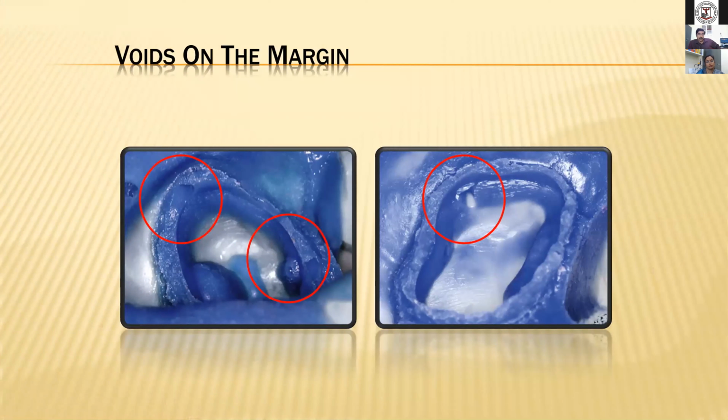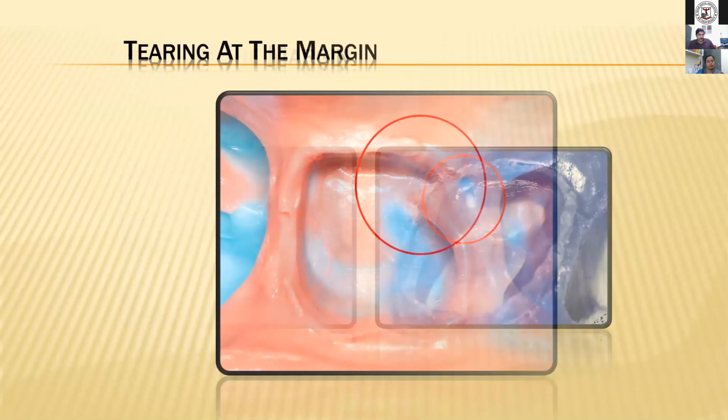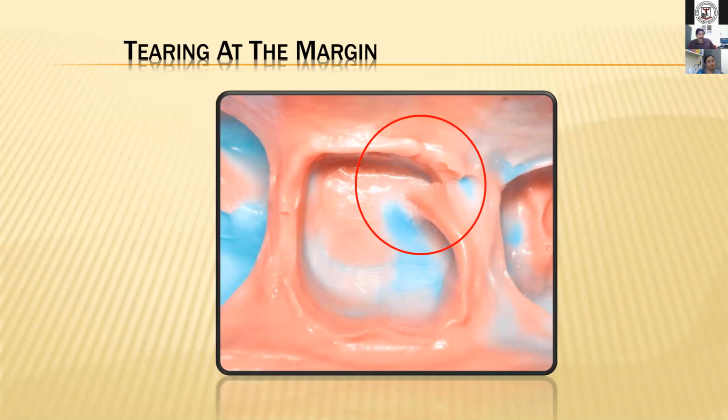Here you can see voids on the margin. The causes may be improper syringe technique, air trapped in the intraoral syringe, or blood and saliva contamination around the preparation. Tearing at the margin is another common defect. This may result from low tear resistance of light body impression material, inhibition of setting, or premature removal of the impression.